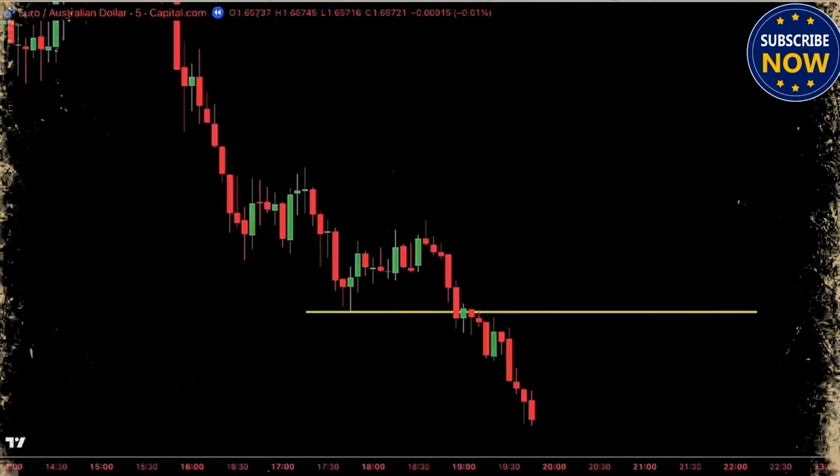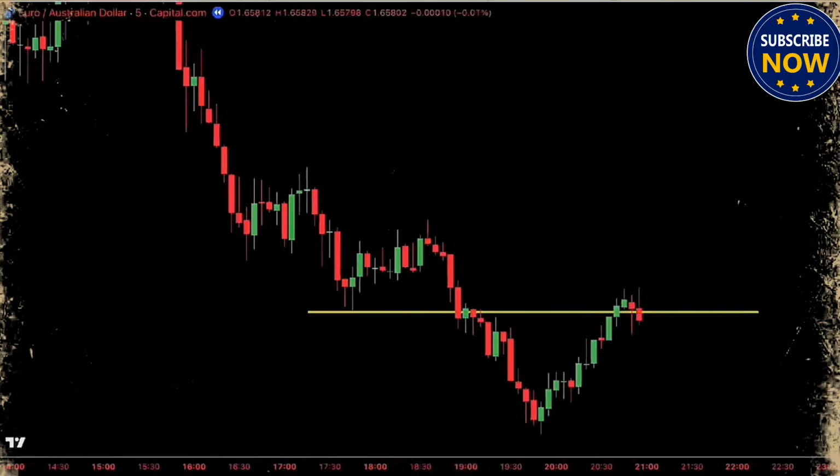Now look at what happens next. The market starts to retrace again and moves back toward the resistance level. When price reaches this level, we see a clear rejection, forming a pin bar candlestick pattern. This rejection tells us that sellers are stepping back into the market and defending this level. This is our signal.